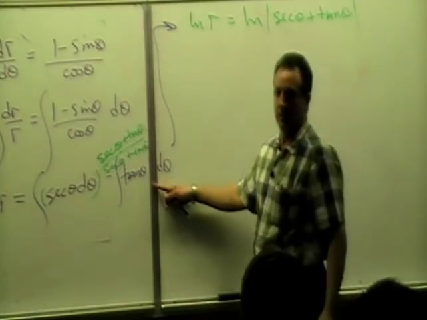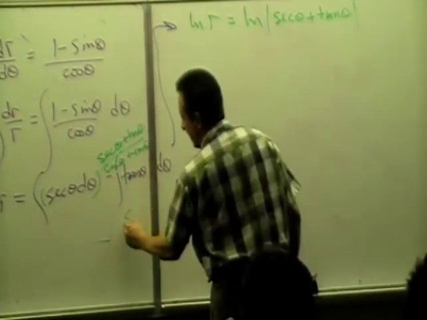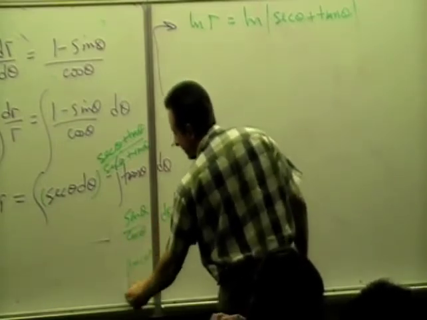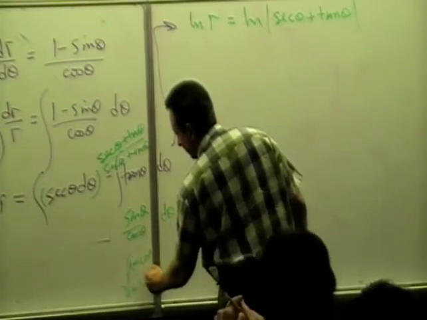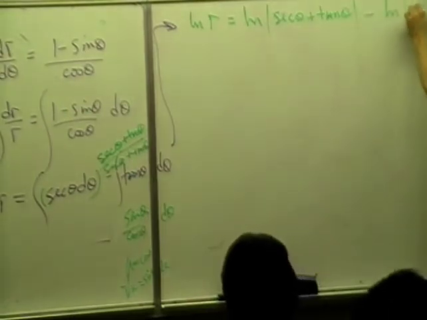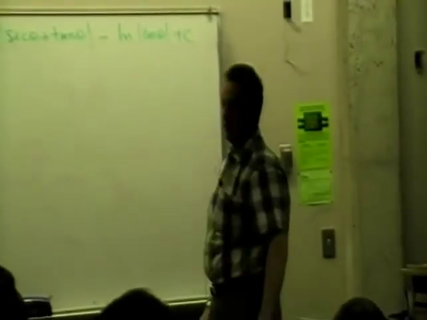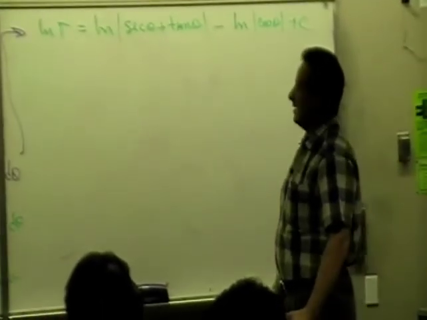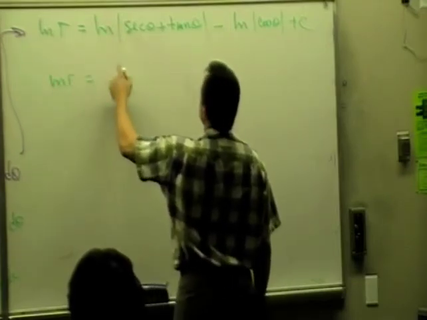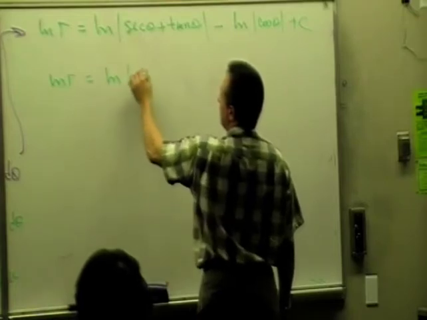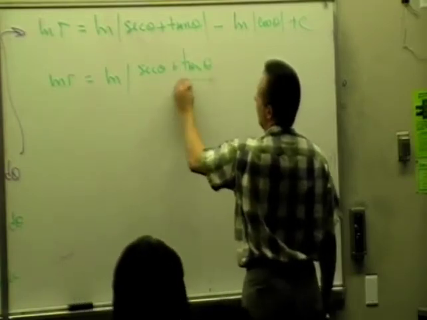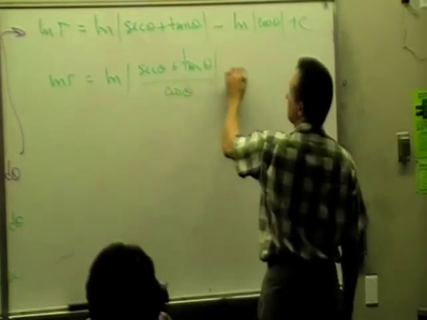Minus, how do you do the tangent? Leave it as sine of theta over the cosine of theta, d theta. And I'm going to let u equal the cosine theta. du will equal a negative sine of theta, d theta. So you're just going to get a minus ln of the cosine of theta plus c. And again, you should be able to integrate those. This is the ln of r equaling, these two could be combined as the ln of secant theta plus tan theta over cosine theta plus c.